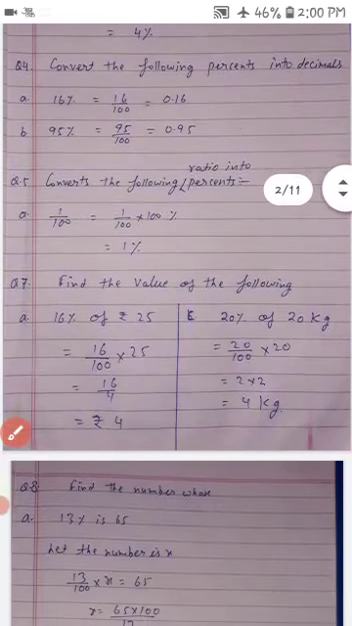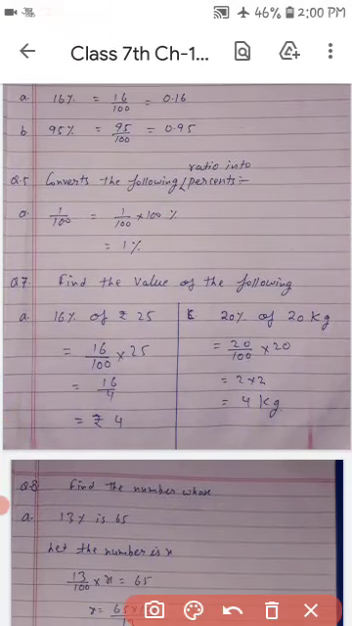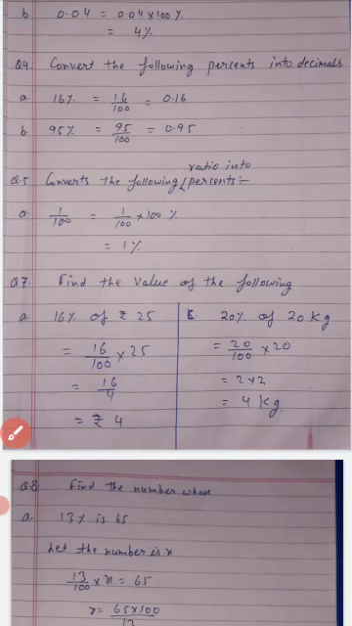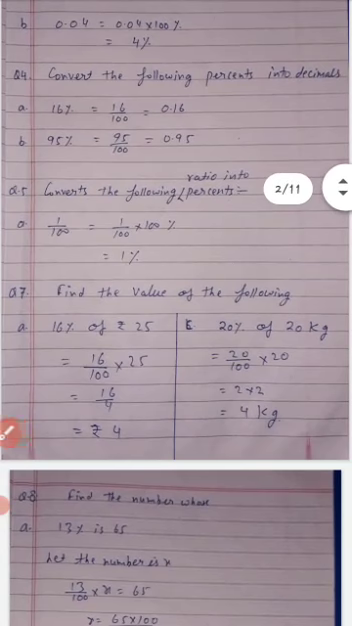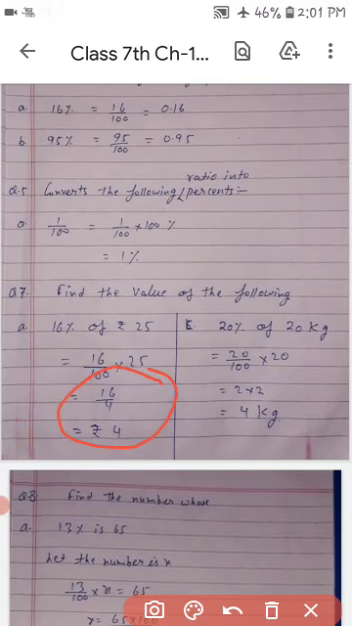Question number 7. Find the value of the following. Point A: 16% of rupees 25. Now 16/100 into 25 is equal to 16/4, which is equal to rupees 4. Point B: 20% of 20 kg. Now 20/100 multiplied by 20. Zeros cancel. Now answer is 2 into 2, which is equal to 4.